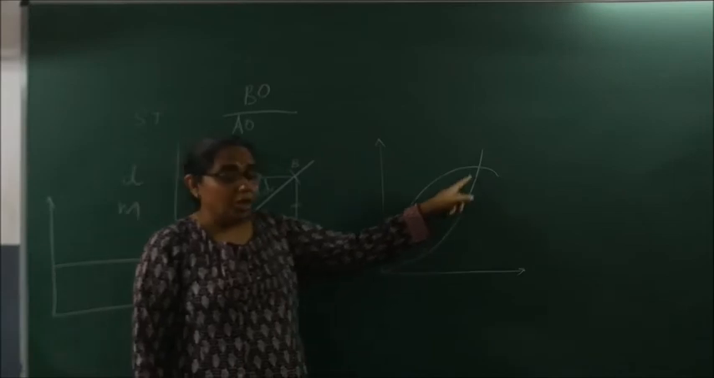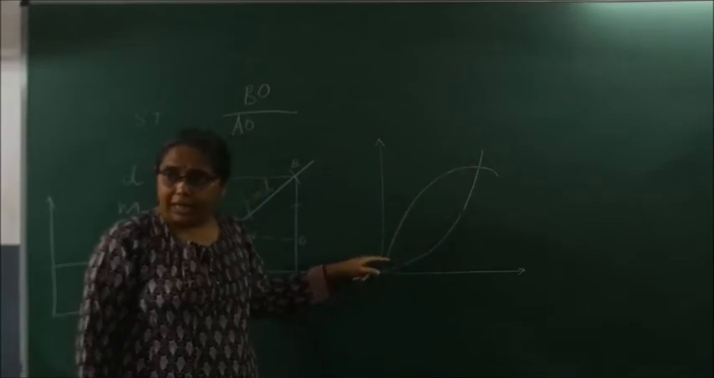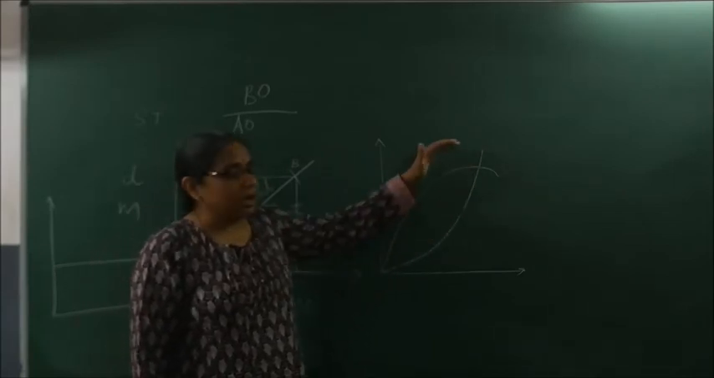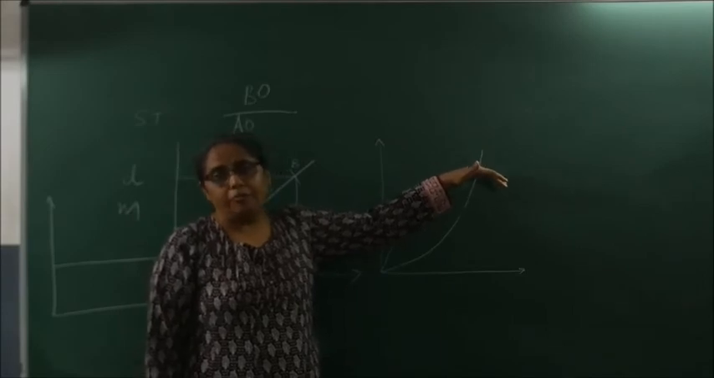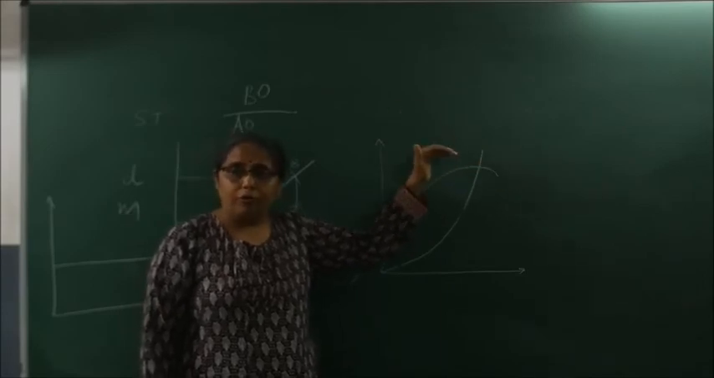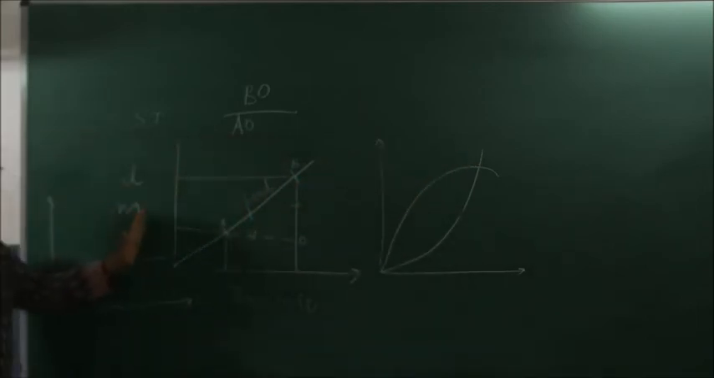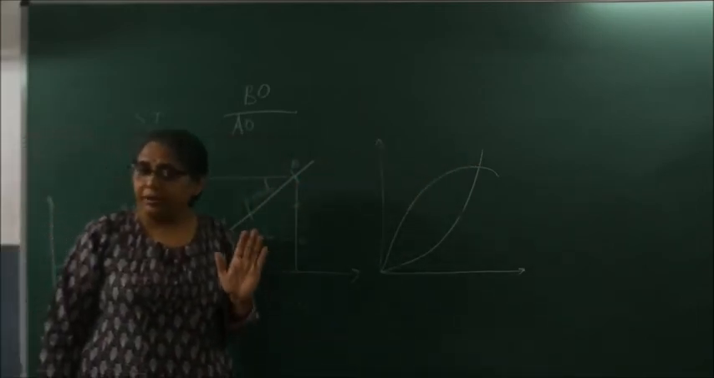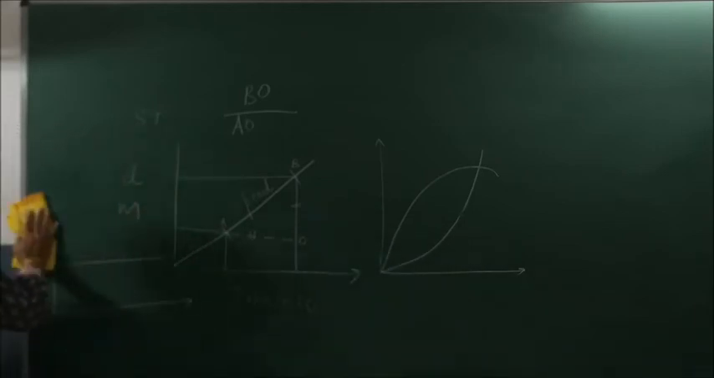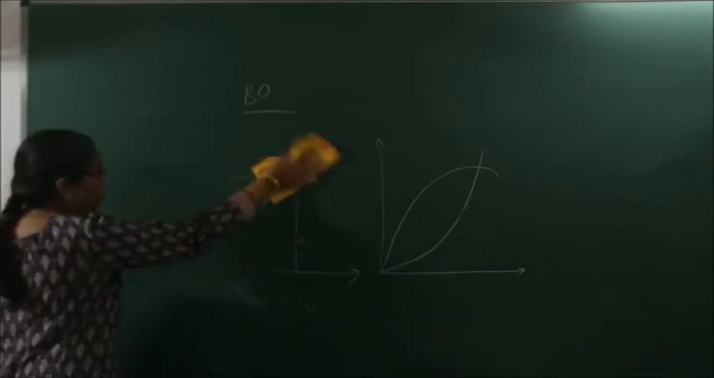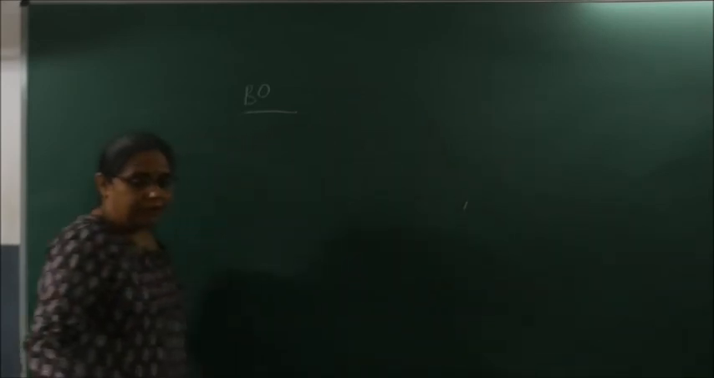Object moving with non-uniform motion with increasing speed. This is a graph for an object moving with non-uniform motion with what speed? Decreasing speed. All these are what graph? Distance time graph. Now, I will again draw it, but you will start telling which graph is what. Four graphs we have studied.